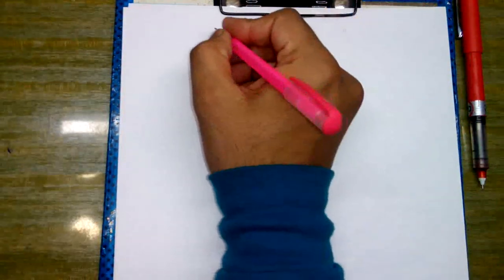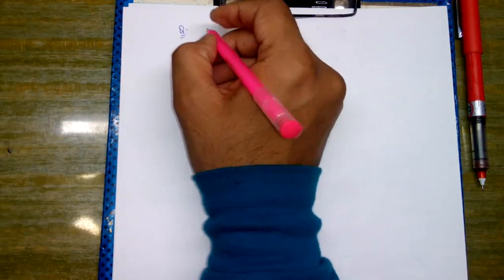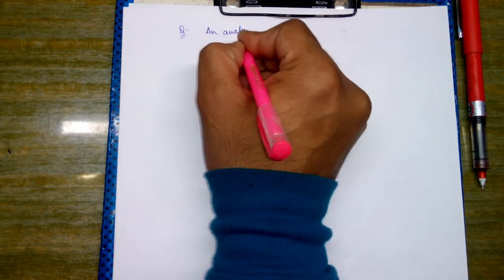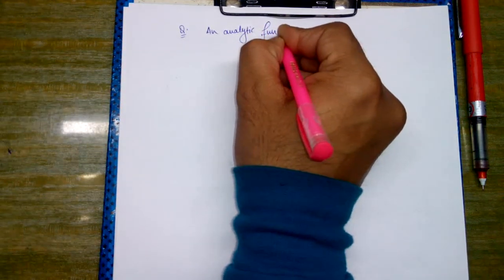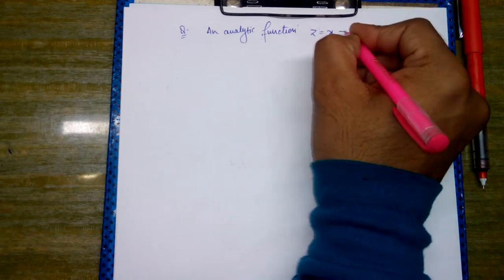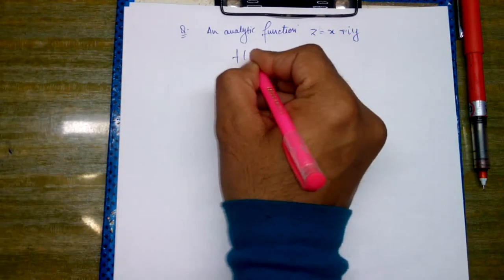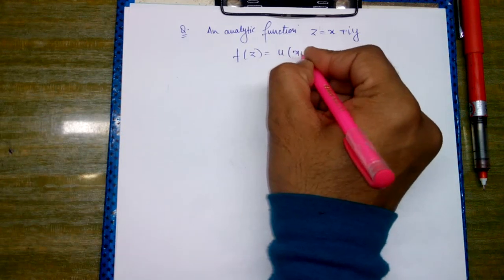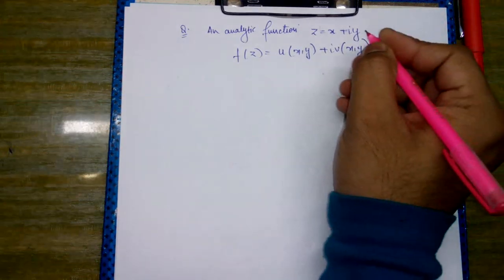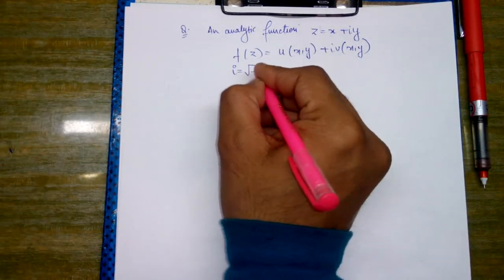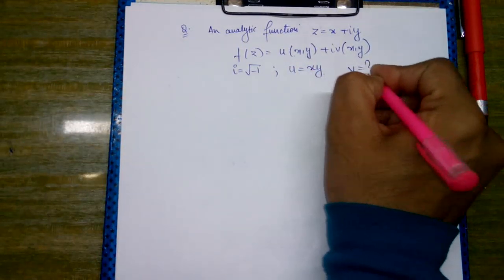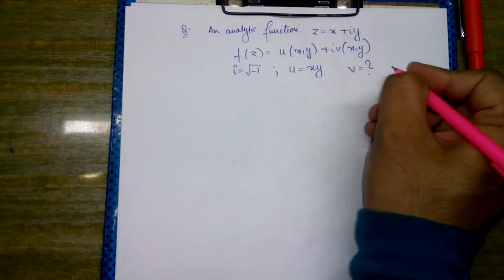Now we will do a question which has been asked, and this question is an important one, and we have been given an analytic function. An analytic function has been given for a complex variable z is equal to x plus iy, such that f of z is equal to u(x,y) plus iv(x,y), where i is equal to under root of minus 1. If u is equal to xy, then what is the expression for v? What would be the value for v?